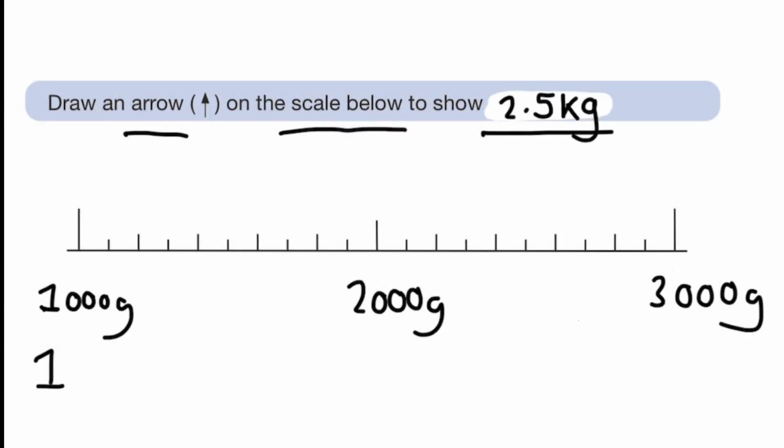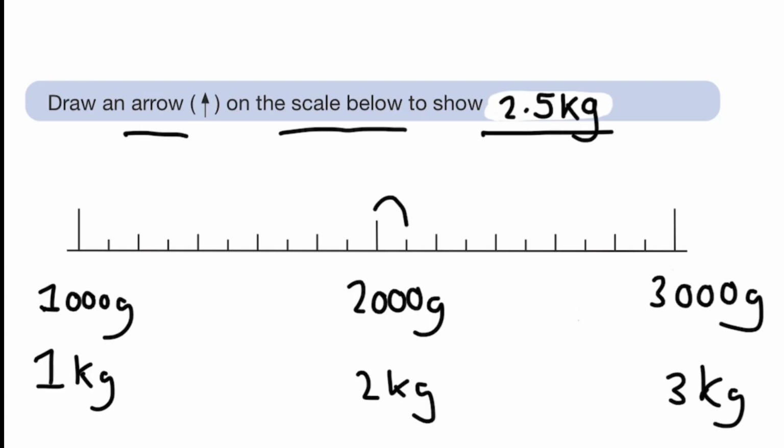1,000 grams equals 1 kilogram, 2,000 grams equals 2 kilograms, and 3,000 grams equals 3 kilograms. As we are looking for 2.5 kilograms, we need to be looking between 2,000 grams and 3,000 grams, or 2 kilograms and 3 kilograms. As before, we're going to count how many jumps are between the two, or how many increments are between the two. And again, we can see this is 10 increments.